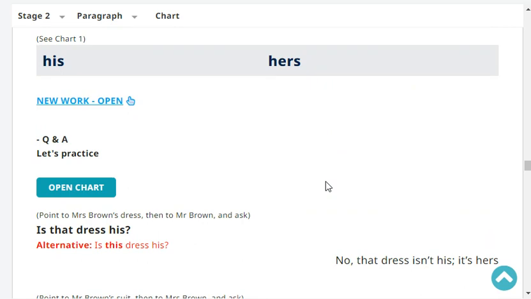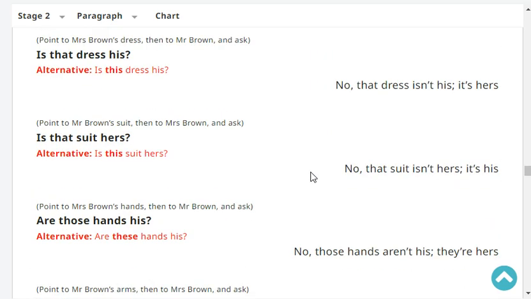Next, is that dress his? No, that dress isn't his. It's hers. Very good. Is that suit hers? No, that isn't hers. It's his. Very good.